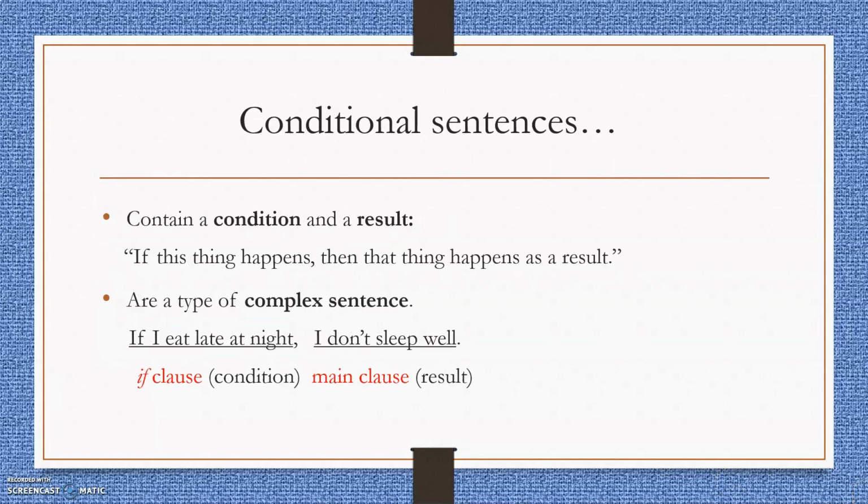So what is a conditional sentence? So a conditional sentence, or conditional, describes a condition and a result. So one way you could look at this is to say, if this thing happens or this situation happens, then that thing happens as a result.